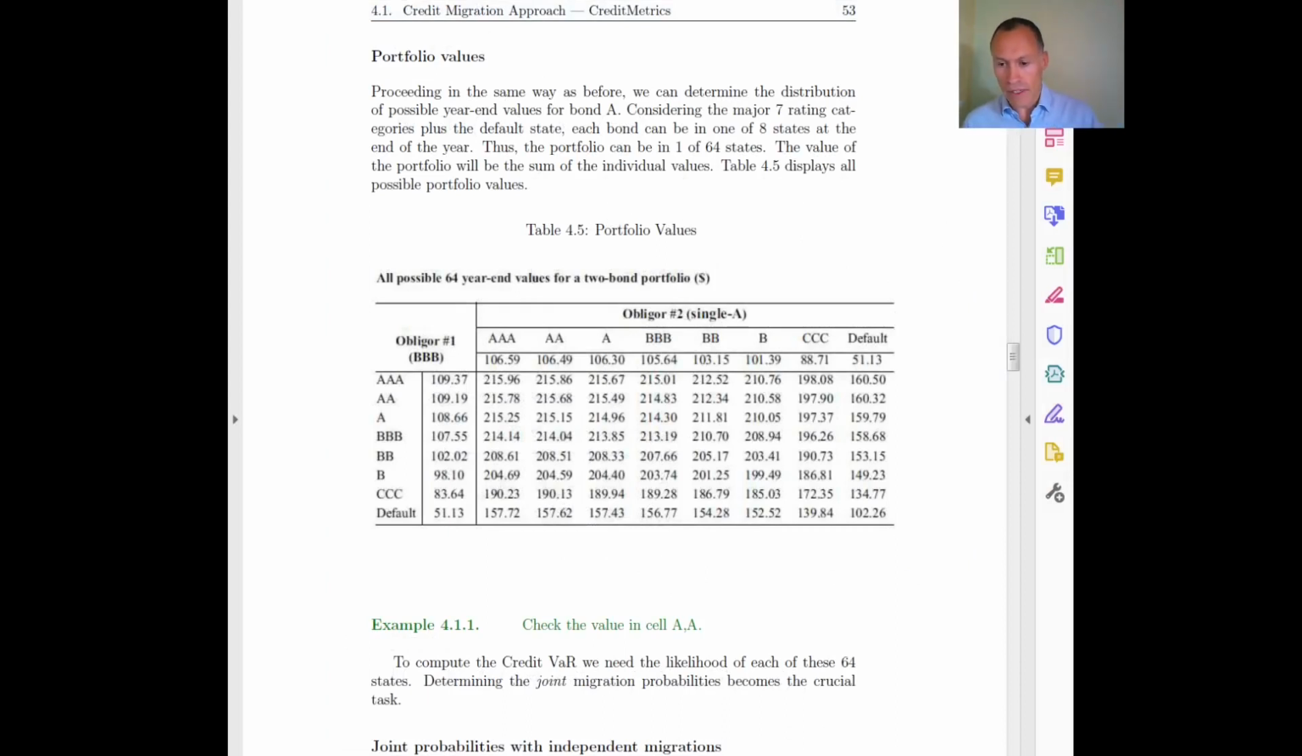So the other values are obtained in a similar way, and each one will be just the sum of the value you see here in this row, in this column, with the value you see here in this row.